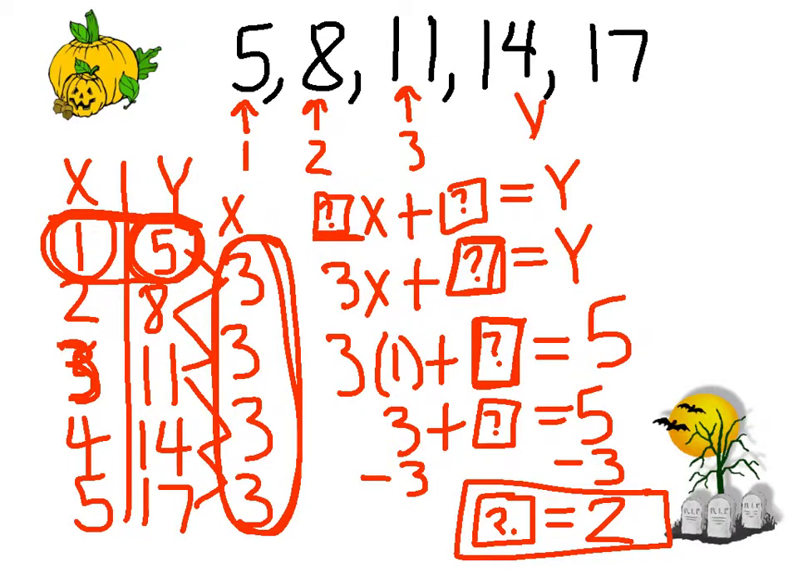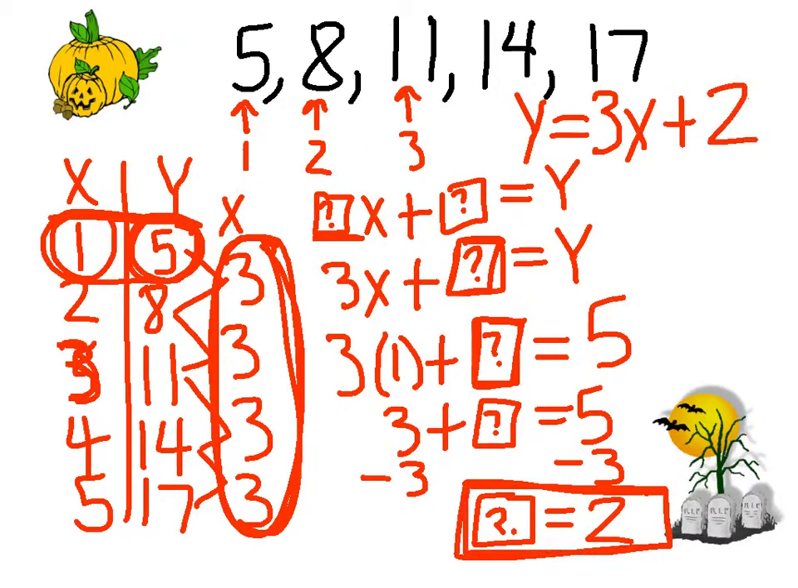So for our function, we have y is equal to 3x. Remember, our coefficient comes from right here, plus whatever our number is, and our number is 2. So that's how we get our function.